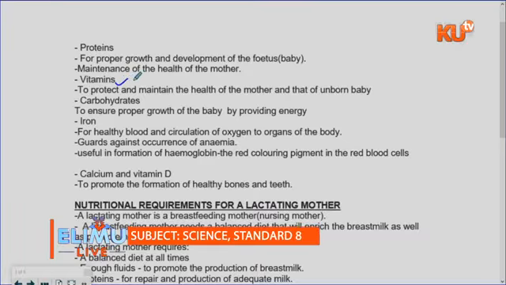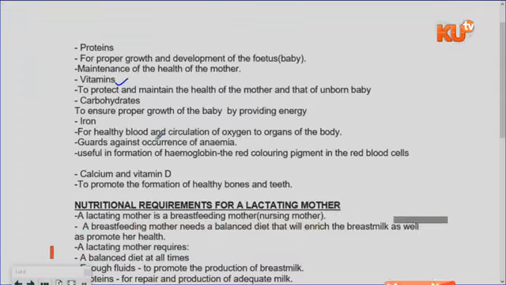Vitamins protect and maintain the health of the mother, protecting the mother and the unborn baby. The mother needs to be protected from sickness. Even the unborn baby needs to be healthy. So these vitamins protect the mother and the baby.